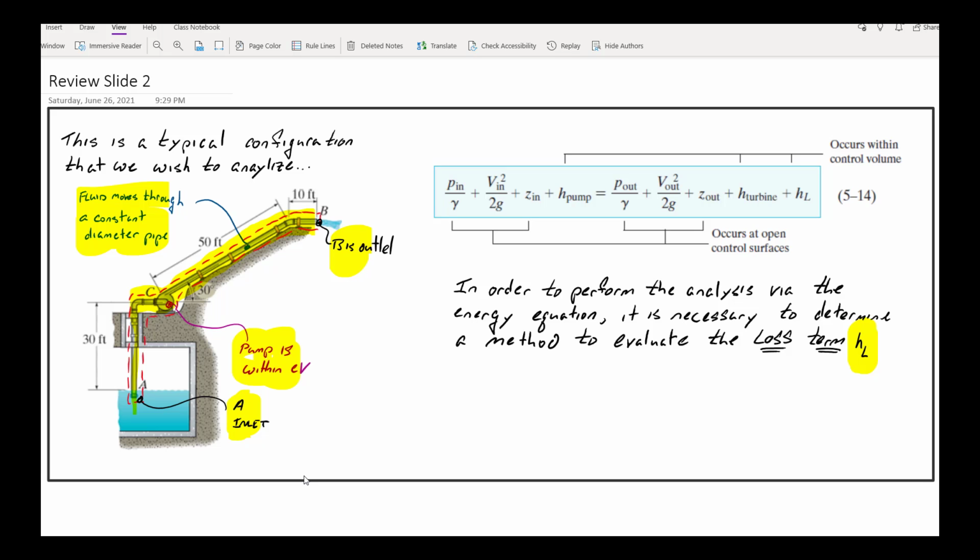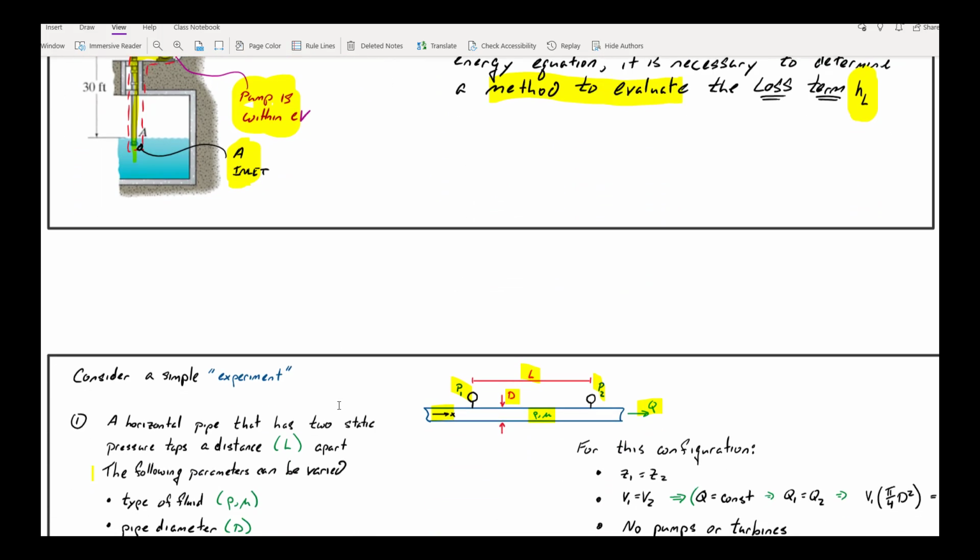Now, this is the energy equation that we've just developed. And if we look back at what we have here, we know everything except how to deal with this loss term. So we need to determine a method to evaluate how this loss term shows up. That's what we're going to do in the next couple of slides.